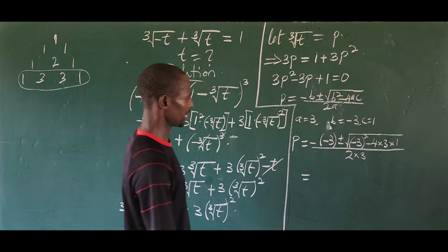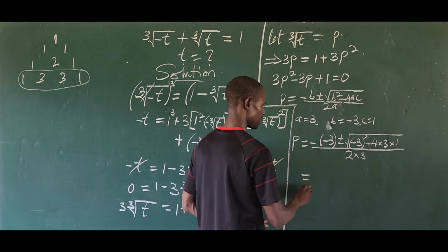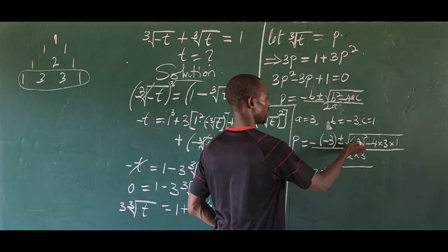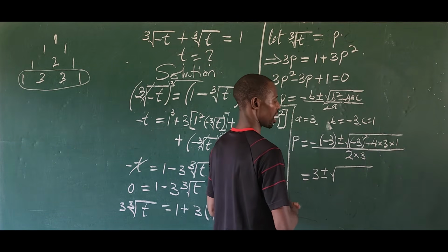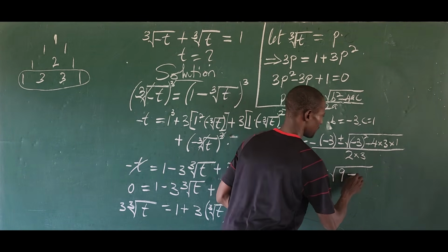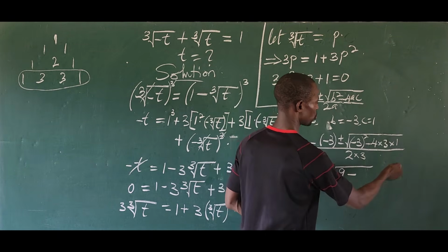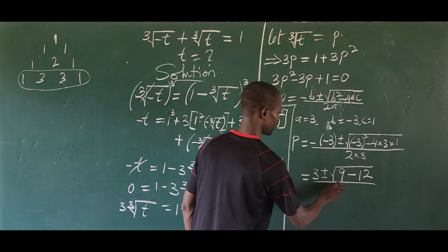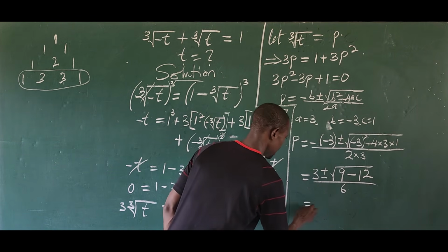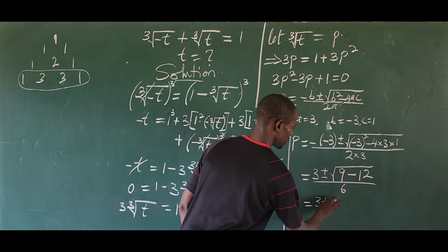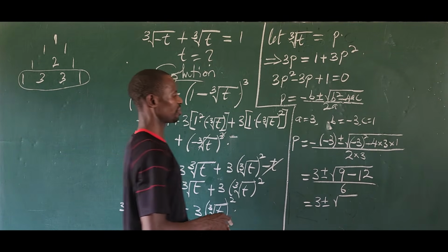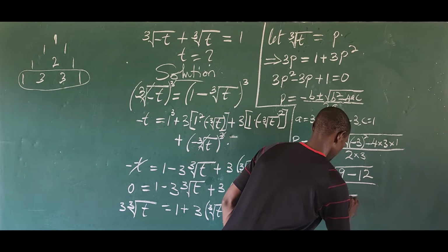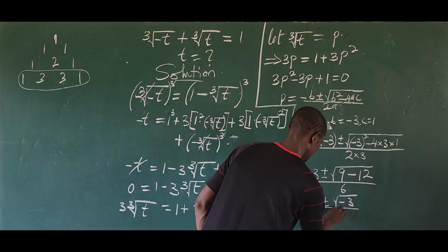So let's check this out here. Minus times minus gives us 3, plus or minus the square root of minus 3 to the power of 2, which gives us 9, then minus 4 times 3, which gives 12, times 1 gives 12. Everything all over 6. Simplifying down, this will give us 3 plus or minus the square root of 9 minus 12, which is minus 3, all over 6.